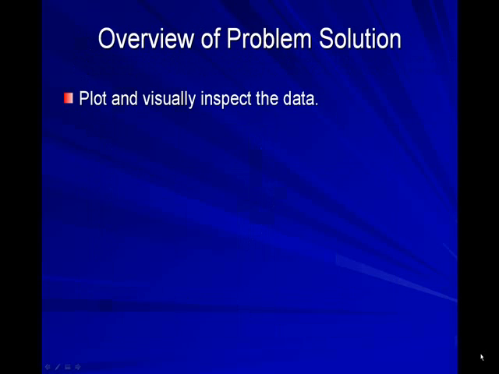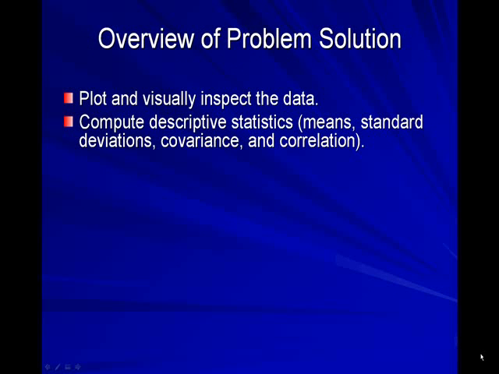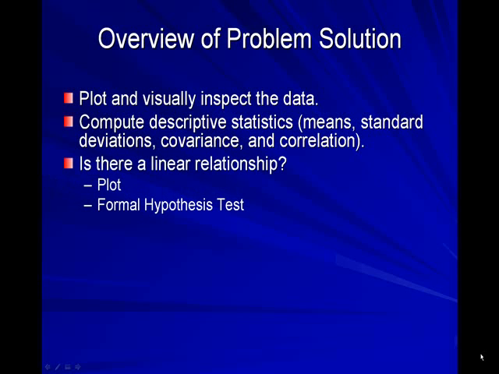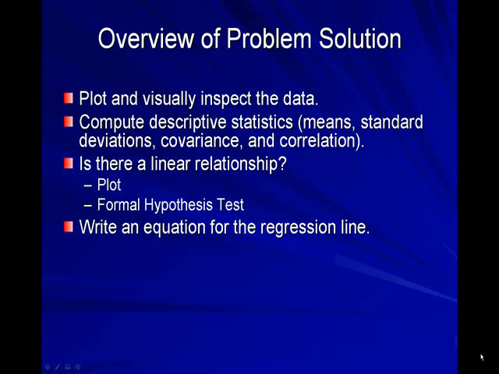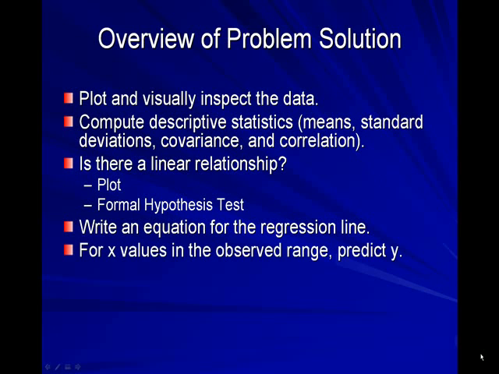So just as an overview, we're going to first plot and visually inspect the data. We're going to compute descriptive statistics, sample mean, sample standard deviation, sample covariance, and sample correlation. We're going to use hypothesis testing to answer the question, is there a linear relationship? Of course, we're going to first relate that to the plot we've already got there. Then we'll do a formal hypothesis test. We'll write an equation for the regression line. And for x values in the range, we will predict y. Then we will compute and interpret r squared, the coefficient of determination.